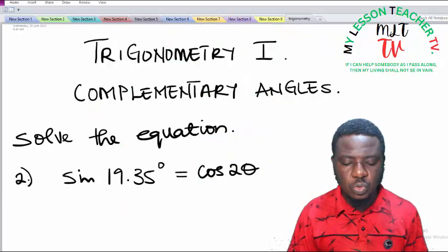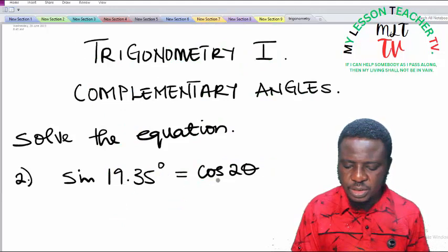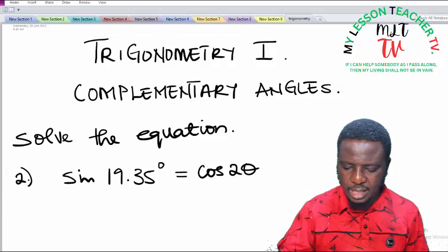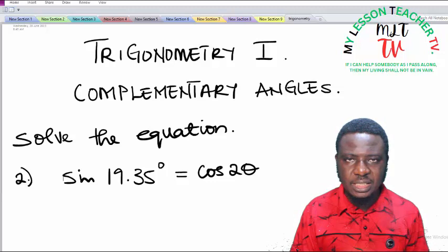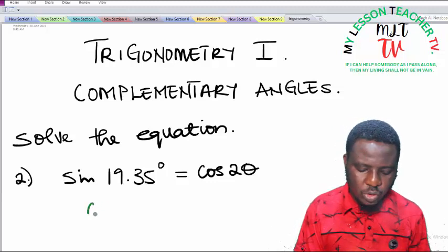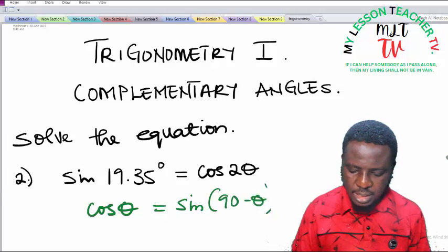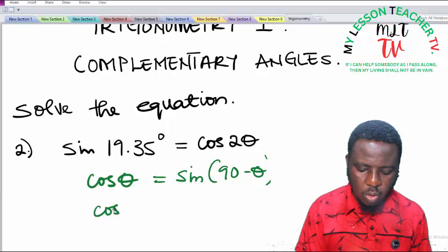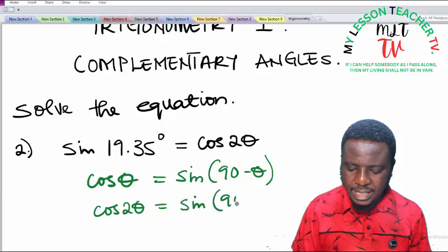Question 2 says, if sine 19.35 degrees is equal to cos 2 theta, what is theta? Also, with our trig identities from complementary angles, we can establish that since cos theta is equal to sine 90 minus theta, it therefore means that cos 2 theta will also be equal to sine 90 minus 2 theta.